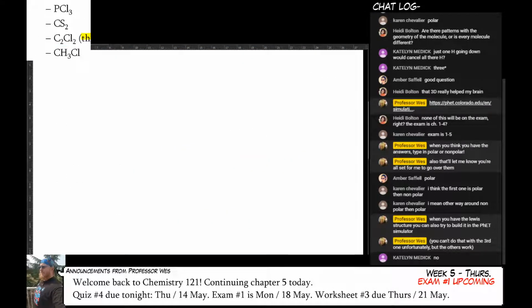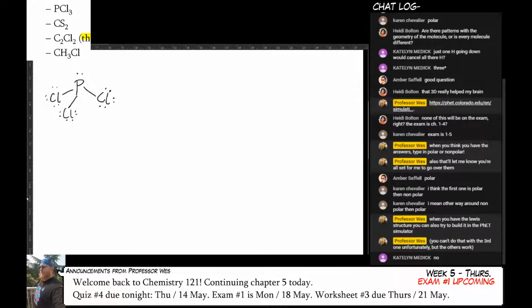Okay. So let's go over the answers. I gotta draw PCl3. I'm just going to draw the Lewis structure, although I need more space, I think. And even though these electron pairs on the outside don't matter, I'm going to draw them in there just to be correct. So here's PCl3.